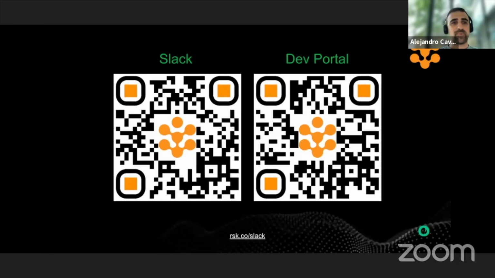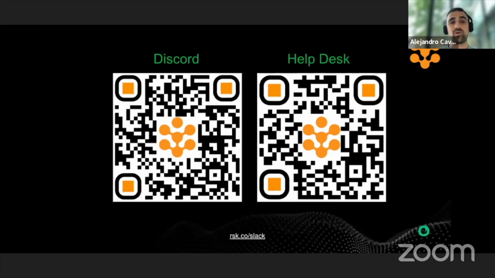Again, we will share this, but here is the QR to the open Slack. This is a place where you can find all the developers from Rootstock. We can share there or discuss technical stuff. The developer portal, Discord. Discord is, I would say, more general. It's for the general community, not only technological people, but you can also go to Discord and ask there, and you will get your answers as well. And the help desk is also useful.